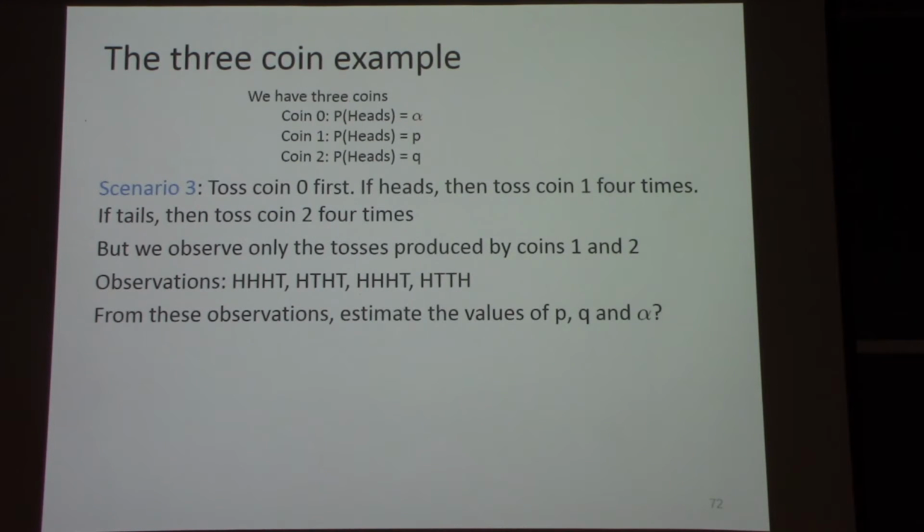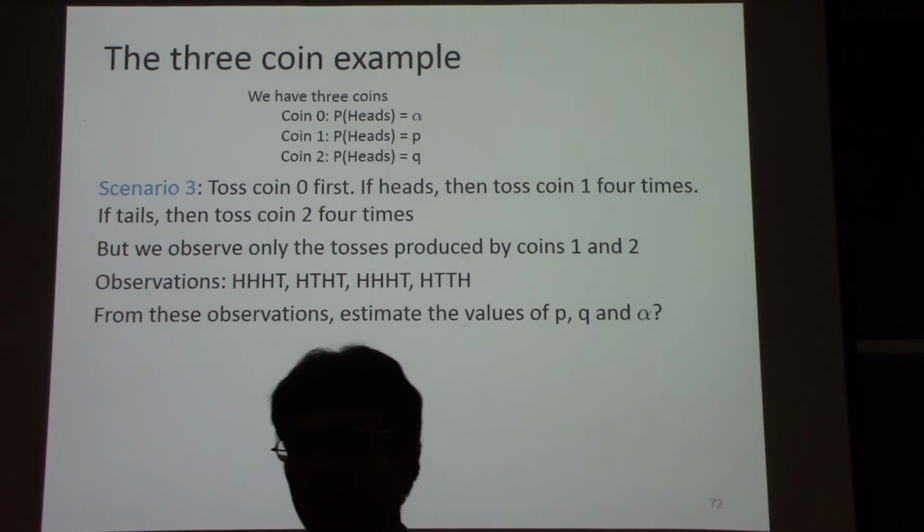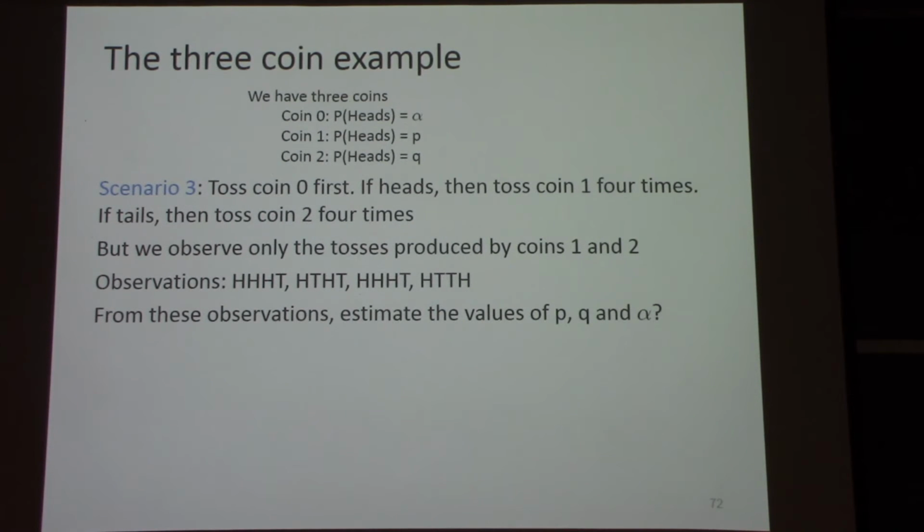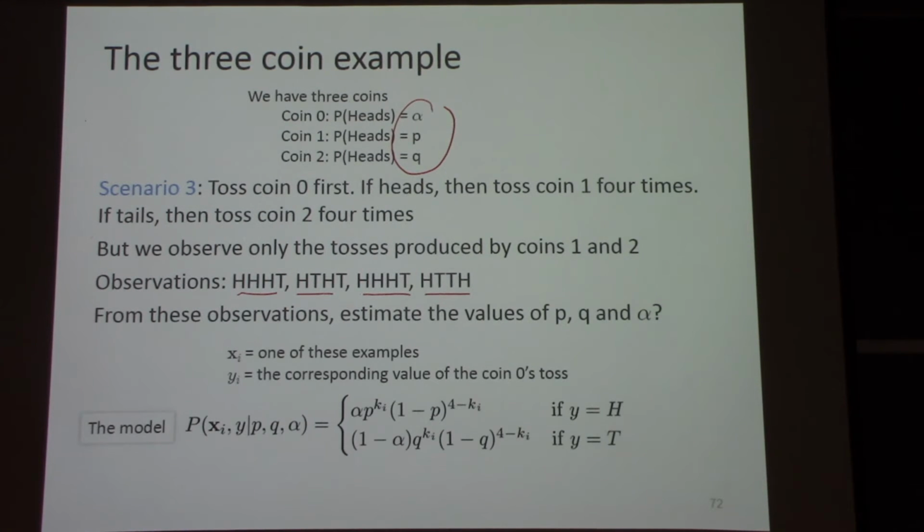So we have 3 coins, coins 0, 1 and 2, and the scenario is you toss coin 0 first. If 0 says heads, you toss 1 4 times. If it says tails, you toss 2 4 times, and you only see these observations. I don't know whether these blocks came from 1 or 2. My goal is to estimate alpha, p and q using these numbers. So xi is just one of these examples, a vector of size 4, and yi is, for that particular xi, did coin 0 show heads or tails.